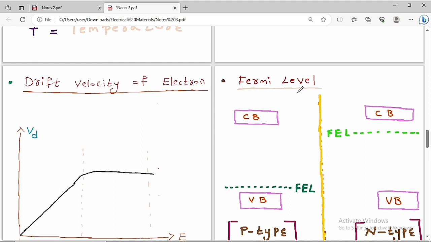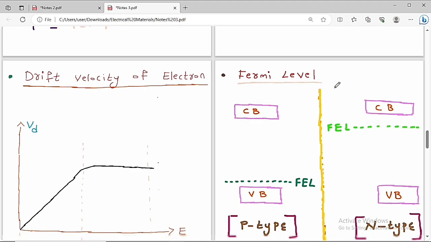So what's the definition of the Fermi energy level? At a certain room temperature, there is a 50% probability that some of the electrons may be available in this energy level, that is also called the Fermi energy level. Okay? So let me tell you where it is lying for the P type as well as the N type.